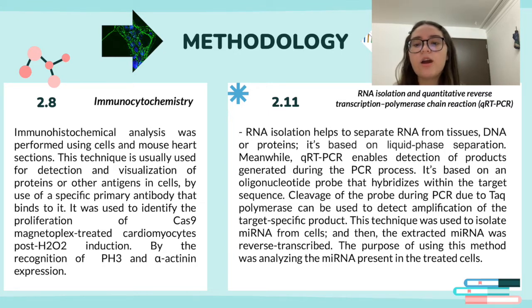It is based on an oligonucleotide probe that hybridizes within the target sequence. Cleavage of the probe during PCR due to Taq polymerase, which was used in this study, can be used to detect amplification of the target-specific product. This technique was used to isolate mRNA from cells, and then the structured mRNA was reverse transcribed. The purpose of using this method was to examine the efficiency of the Cas9 magnetoplex-mediated genome targeting.